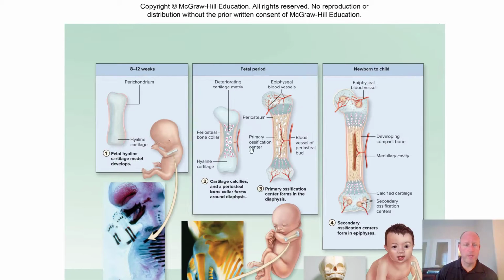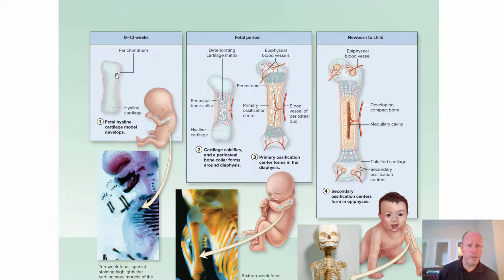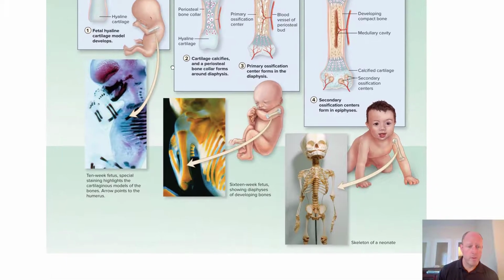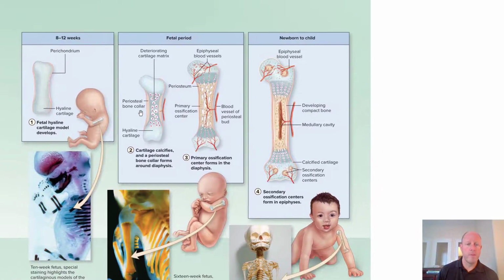So at endochondral ossification, at 8 to 12 weeks, with the perichondrium here and hyaline cartilage at the end, the fetal hyaline cartilage model starts to develop at this point. In the 10-week fetus, you can see in this example that special staining highlights the cartilaginous models of the bones, and the arrow points specifically to the humerus. There's the humerus right there. So in that fetal period, there's a deteriorating cartilage matrix, the periosteal bone collar, and the hyaline cartilage. The cartilage calcifies and the periosteal bone collar forms around that diaphysis.